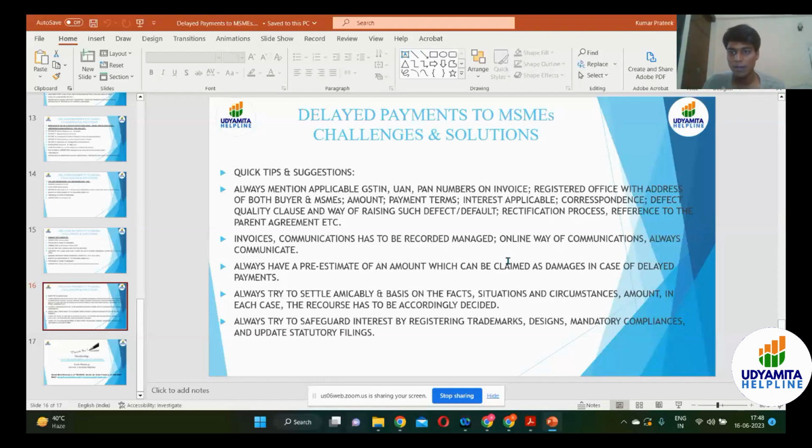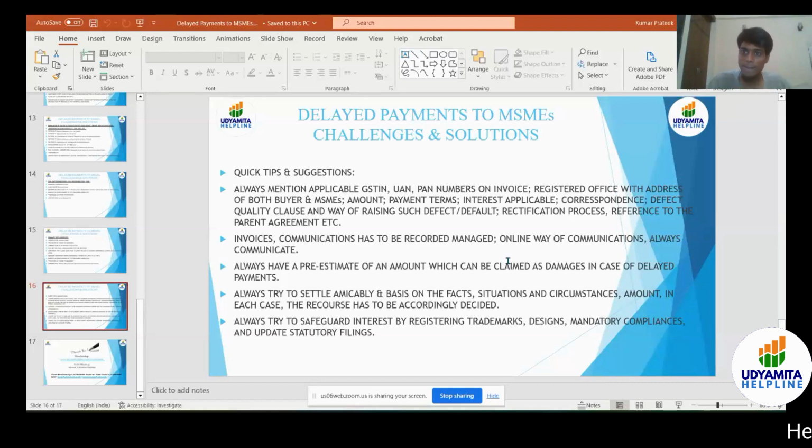You have to have a rectification of defects and quality clause, a way of raising such defects, a default rectification process, reference to the payment agreement, etc. All of these things I'm reiterating so that you have it in mind to take care of all of this, right? Invoices and communications have to be recorded and managed. Use online ways of communication; always communicate. As I already stated, communication goes a long way in setting the story straight, setting your claim straight, and reducing the scope of contradictions or other possible interpretations, right?